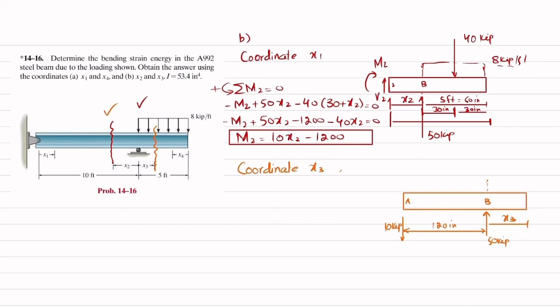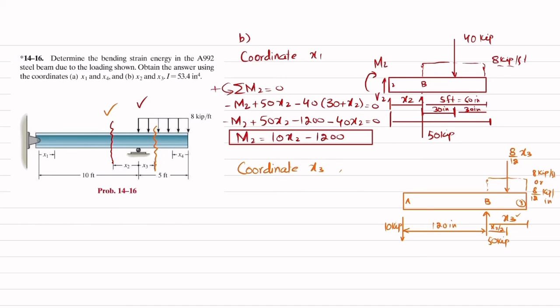And there is a distributed load over this portion, and this will be equal to 8 kips per feet. So if you want to convert it into inch, so 8 over 12 kip per inch. So when I convert it into a point load, this will be 8 over 12 into perpendicular distance, which is x3, and that will act at a distance of x3 over 2. So this is your point 3.